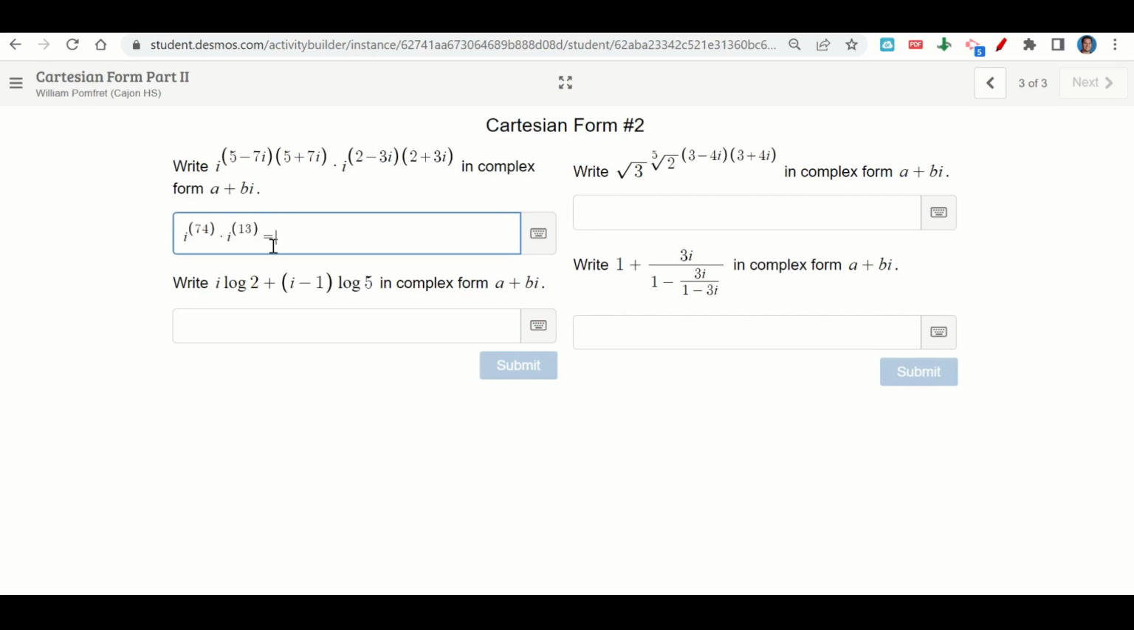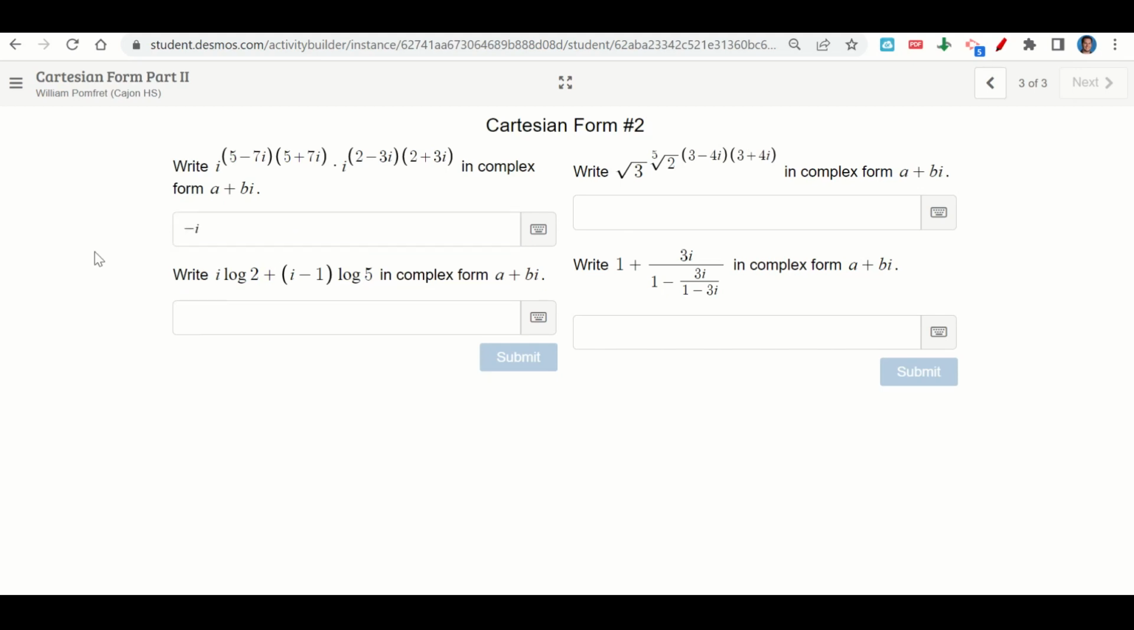So now what we're left with is i to the 74th power. Now, we don't need to know what the 74th power is. All we need to know is that it's an even power. So when it's an even power, it turns out to be negative 1. And this one is an odd power, so we know it's just going to be i. So it's negative 1 times i, which is just negative i, would be our solution.